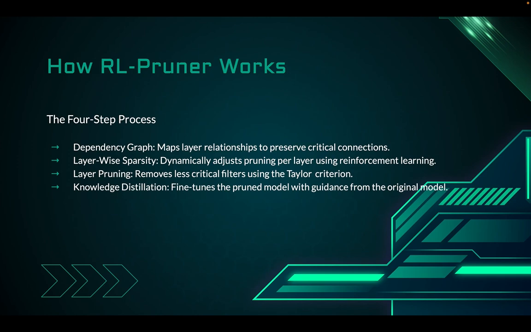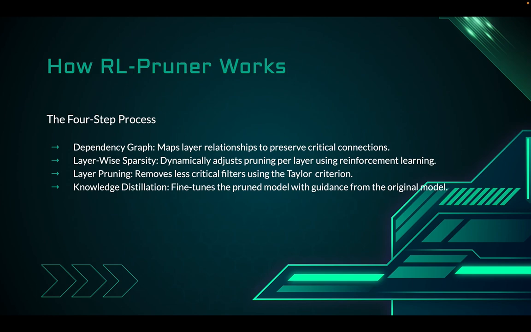And then there's layer wise sparsity. RL Pruner assigns pruning levels dynamically using reinforcement learning, determining which layers to prune more and which layers to prune less. Further, we go on to layer pruning. Filters are pruned based on their importance. So first we decide from layer wise sparsity which one is more important, and we prune accordingly. For this we use a Taylor criterion. This ensures minimal impact on model performance.